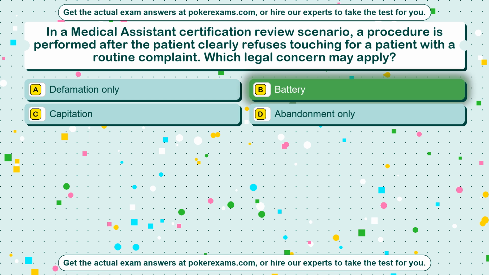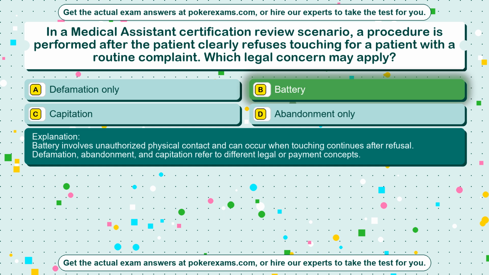The correct answer is option B, battery. Battery involves unauthorized physical contact and can occur when touching continues after refusal. Defamation, abandonment, and capitation refer to different legal or payment concepts.